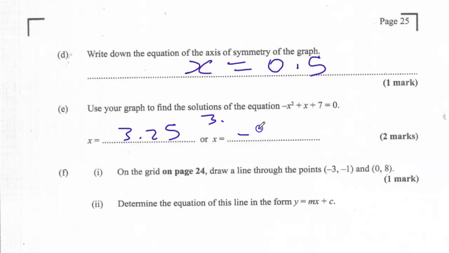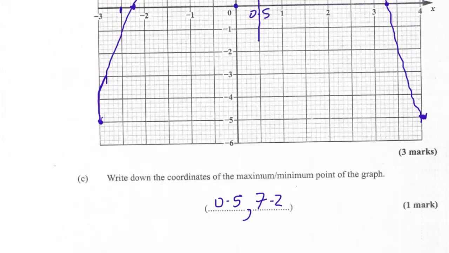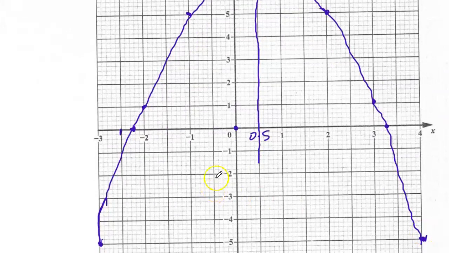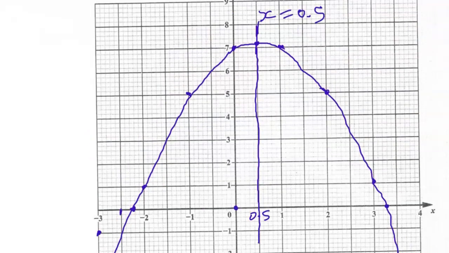3.25 and negative 2.25. On the graph paper, draw a line through the points negative 3, negative 1 and 0, 8. So negative 3, negative 1 and 0, 8.